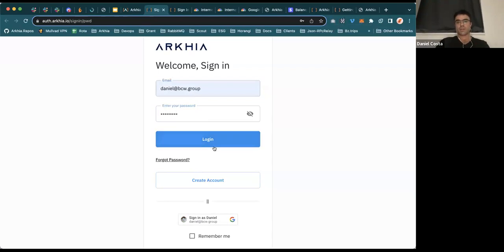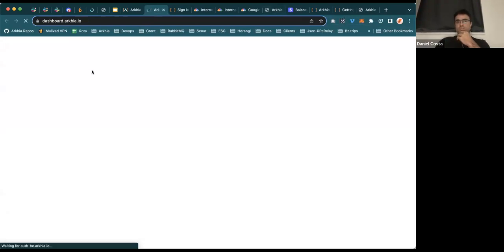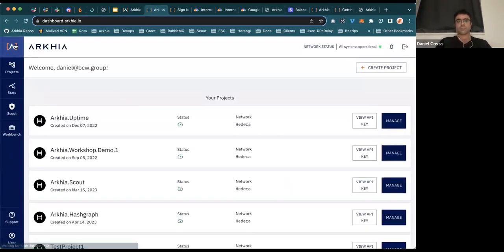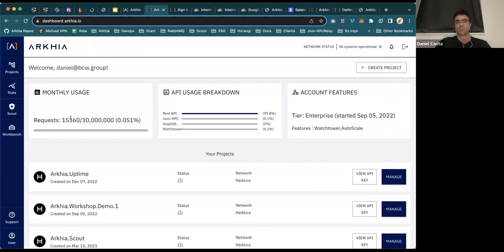And from here, that's when some key parts happen, which is creating the API key. That's when it gives you access to our mirror node. It's as simple as that. Just a little snapshot. On the landing page, you usually get your monthly usage and your API usage breakdown.